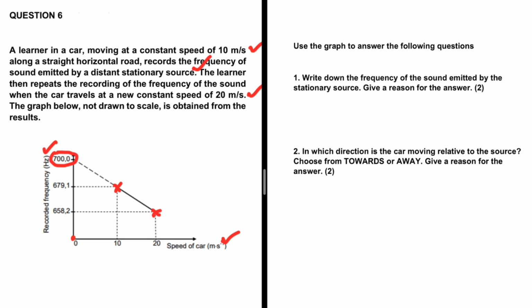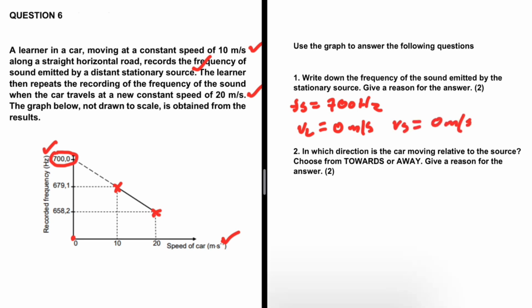Write down the frequency of the sound emitted by the stationary source. Give a reason for the answer. Well, we have talked about that. We know that the frequency emitted by the source is 700 hertz. And why do we say that the frequency emitted by the source is 700 hertz? Because that is the frequency recorded when the speed of the car, the velocity of the listener, is equal to 0 meters per second. And the velocity of the source is also equal to 0 meters per second.